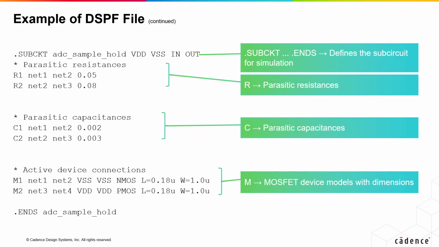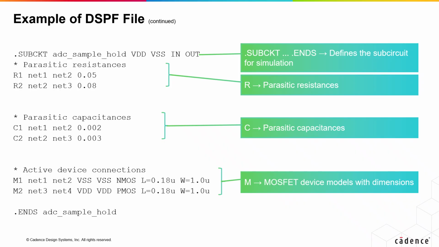For example, R1 net 1 net 2 0.05 means there is a resistor of 0.05 ohms between nodes net 1 and net 2, and R2 net 2 net 3 0.08 adds another resistor between net 2 and net 3. These resistances model the real-world interconnect effects that impact signal delay and power consumption.